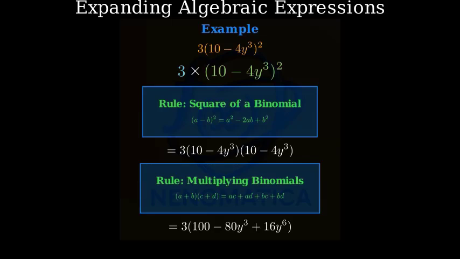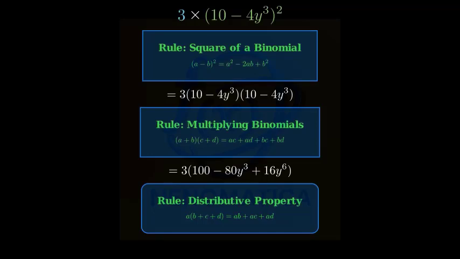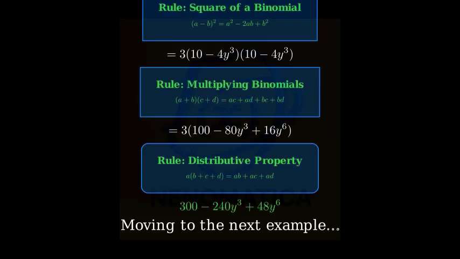Next, we'll distribute the coefficient 3 to each term inside the parentheses. We use the distributive property, which states that a times the quantity (b plus c) equals a times b plus a times c. So, 3 times 100 is 300. 3 times negative 80y cubed is negative 240y cubed. 3 times 16y to the 6th power is 48y to the 6th power. Now, let's move on to our second example.